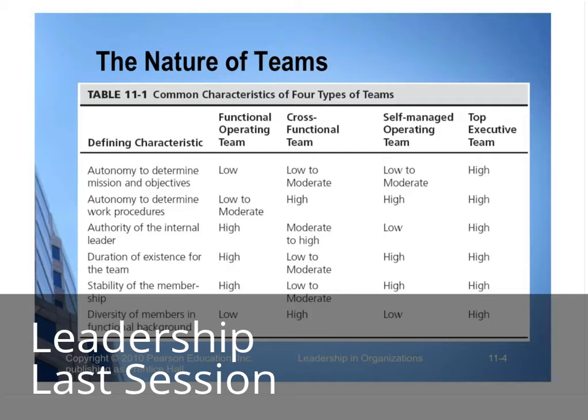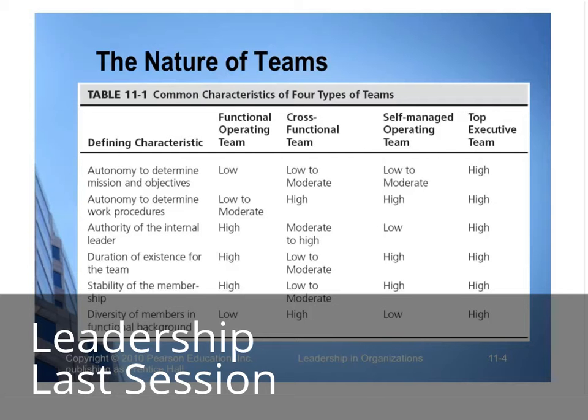So if you just look at the top executive team, it is the highest with regard to everything. And then if you look at self-managed operating team, you see that the autonomy to determine work procedure is higher, and the authority for the internal leader is low, and then duration of existence for the team is high, stability of the membership is high, but diversity of members and functional background is low. So it's all a matter of comparison.